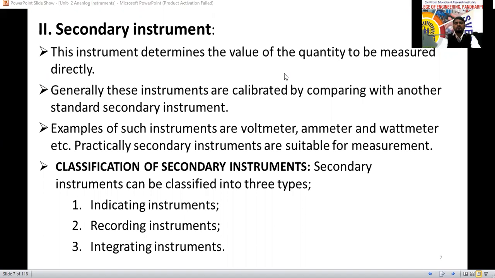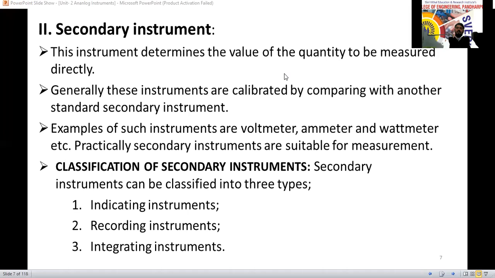How many types of measuring instruments are there? You forgot what we just discussed. So these are the two: absolute instruments and secondary instruments. The secondary instruments are classified again into three types. See here, mainly the measuring instruments are classified into two types, absolute and secondary. Then secondary is again classified into three types based on their function or operations.